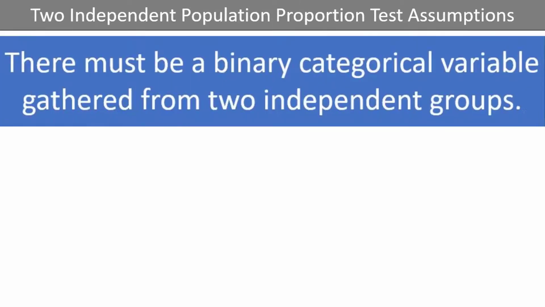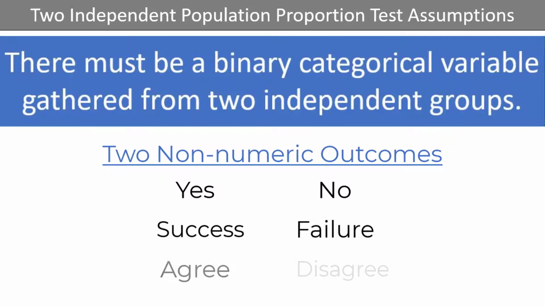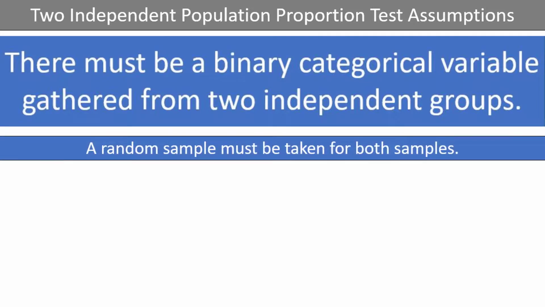There needs to be a binary, categorical variable gathered from two independent groups. By binary and categorical, I mean there are two non-numeric outcomes, such as yes or no, success or failure, agree or disagree, or some other similar pair of two outcomes. Second, a random sample must be used to gather the data from both populations.